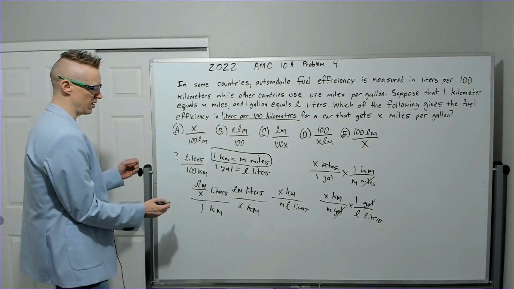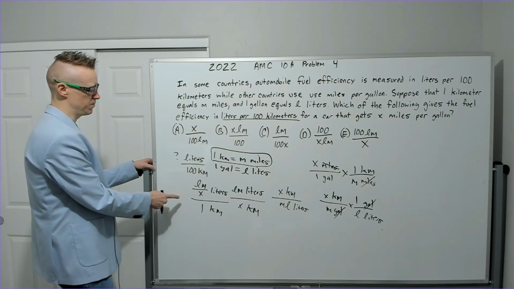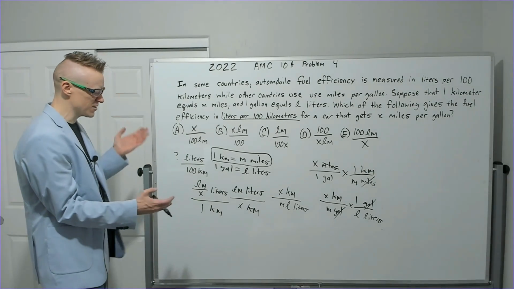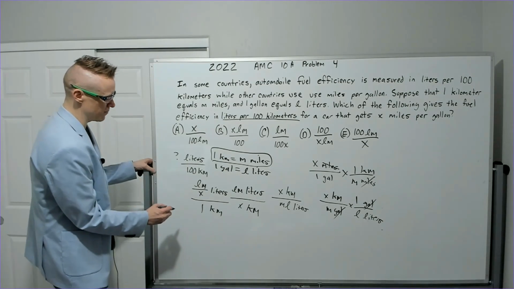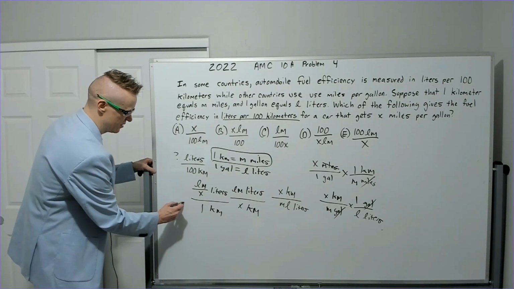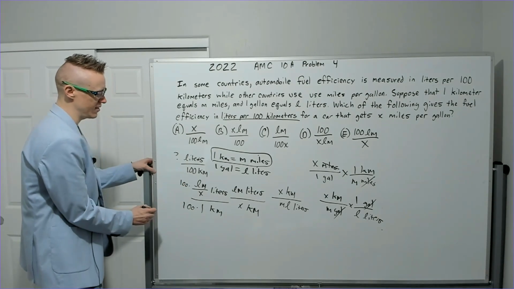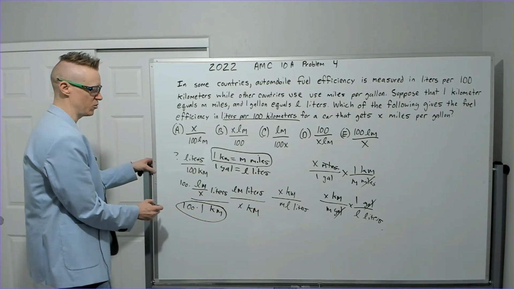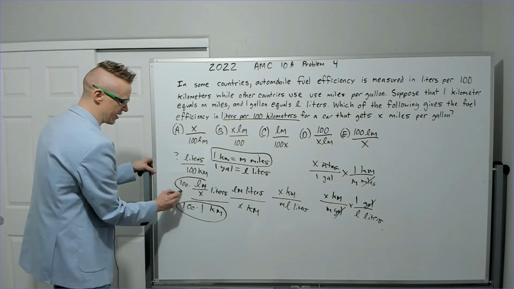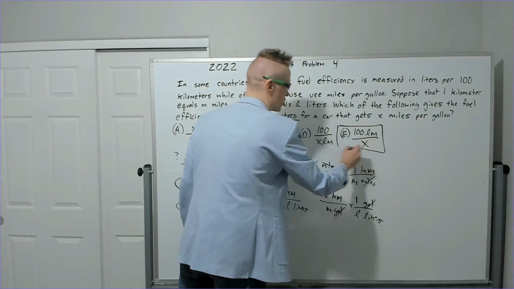Because you're kind of like, oh, well, shouldn't I multiply these both by 100? And you're like, but wait, wouldn't the hundreds cancel? And so it gets kind of weird. And what you're going to end up doing is actually just that, though. You're not going to cancel them. You'll do 100 here and 100 here, and you can see that this is 100 kilometers, which is what you want, and your liters is 100 LM over X, which is answer choice E.